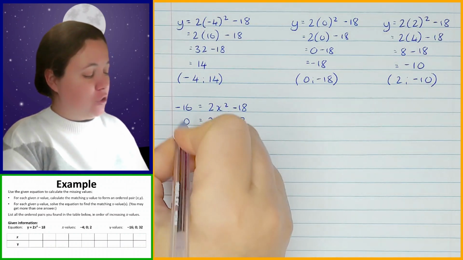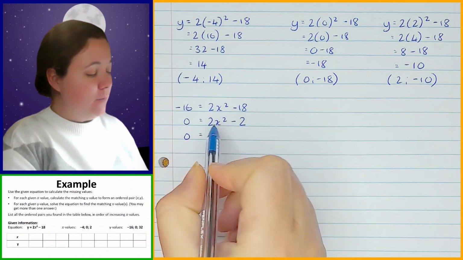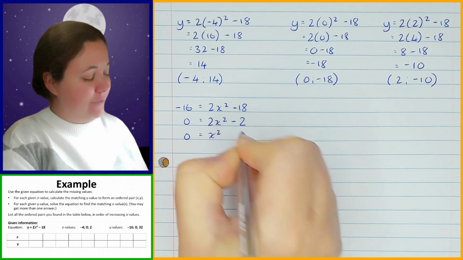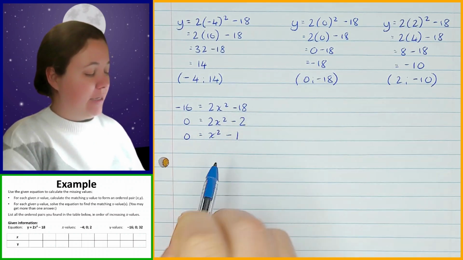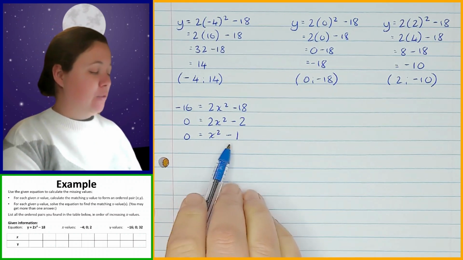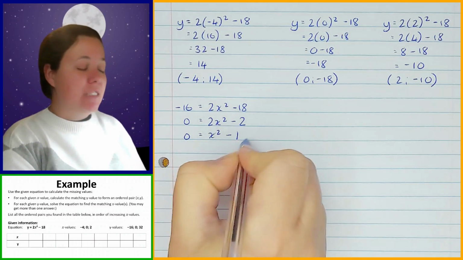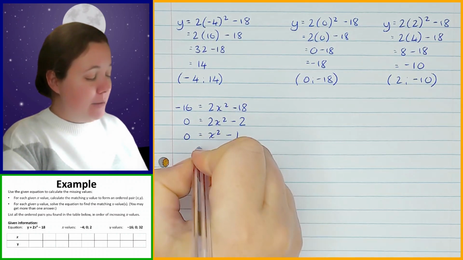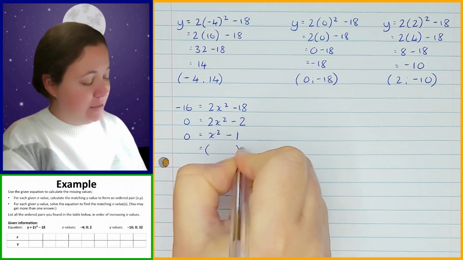So 0 divided by 2 is 0. 2x squared divided by 2 is x squared, and negative 2 divided by 2 is negative 1. So now I've got 0 equal to x squared minus 1. Now this is a difference of two squares, so I'm going to factorize that by putting down 2 sets of brackets.